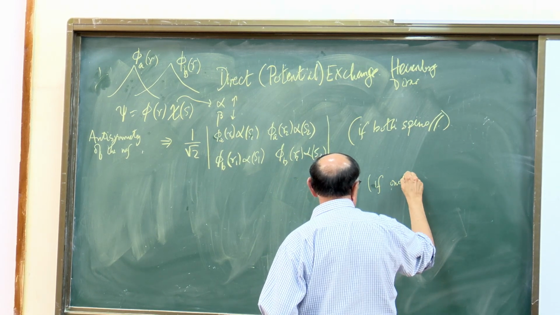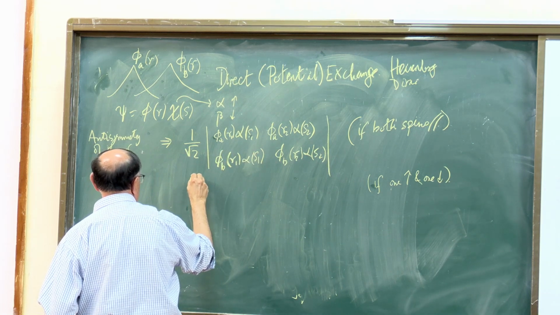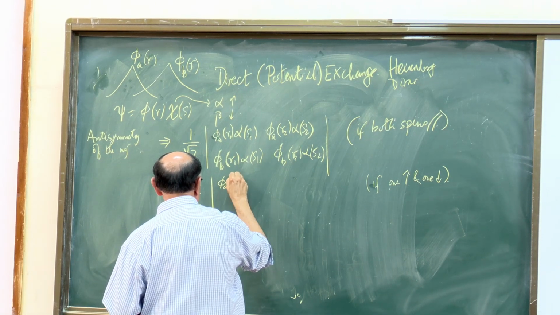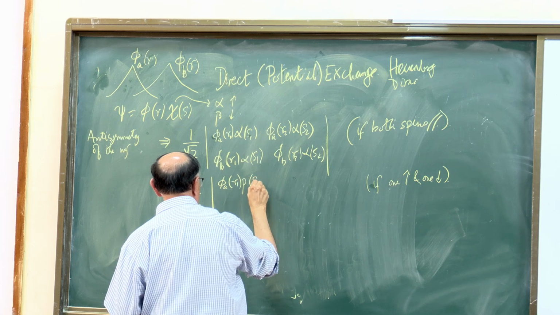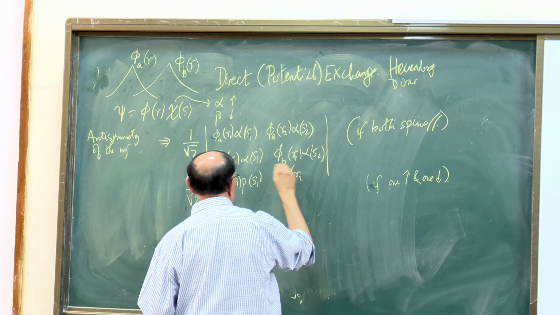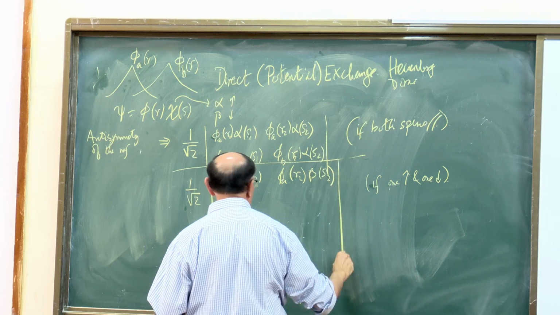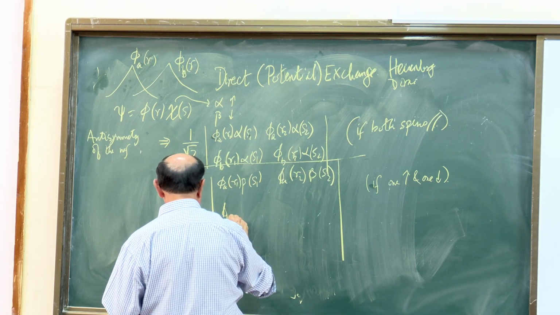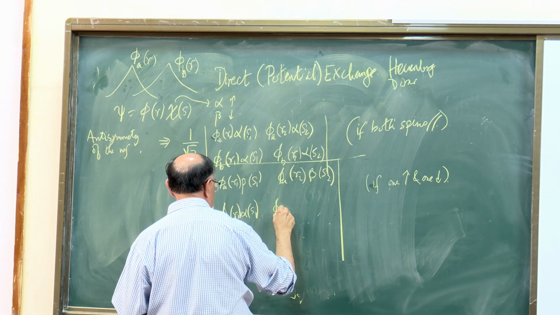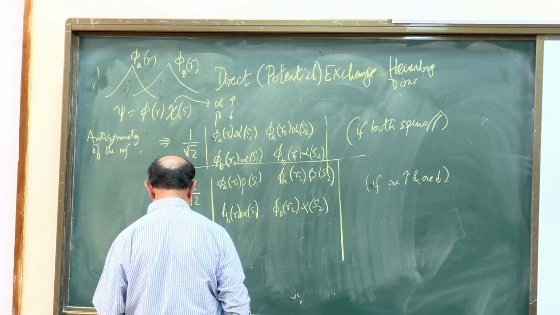But if one is up and one is down, what will the thing be? It will be very simple. Nothing to be afraid of. It's phi A of R1 beta S1, for instance, phi A of R2 beta S2, phi B of R1 alpha S1, phi B of R2 alpha S2.